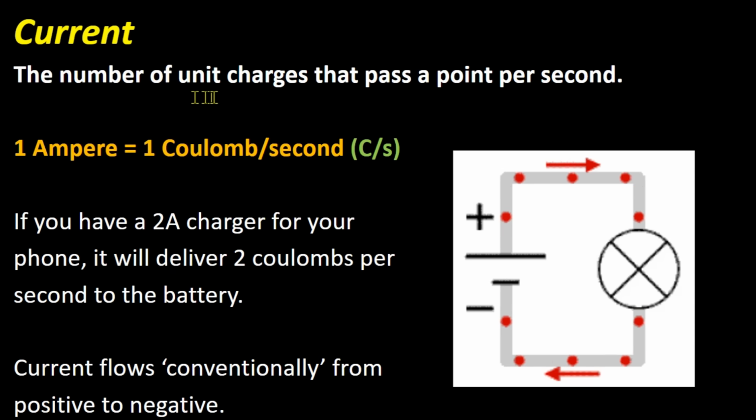Current is the number of unit charges that pass a point per second. So 1 ampere is equal to 1 coulomb per second. So for example, if you have a 2 amp charger for your phone, that means it will deliver 2 coulombs per second to the battery.